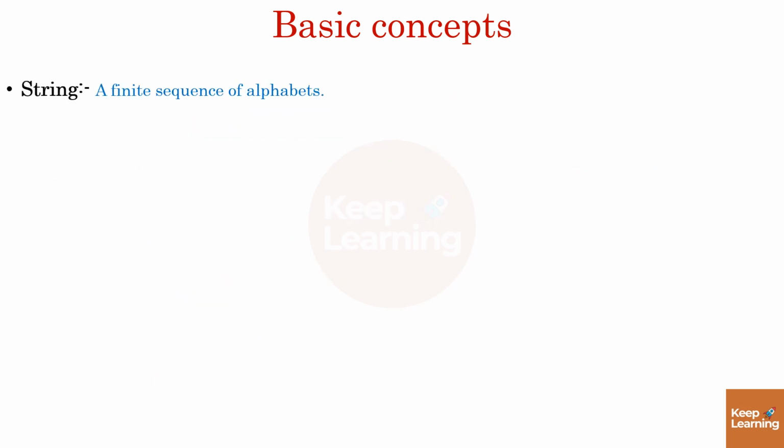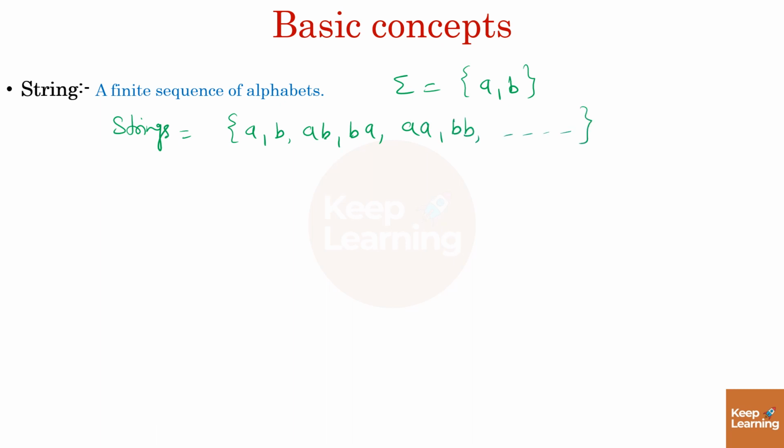Next concept is string, a finite sequence of alphabets. If sigma is given to you as AB, so what can be all its strings? Its strings can be A, B, AA, double B, and so on. So these are called the finite sequence of alphabets.